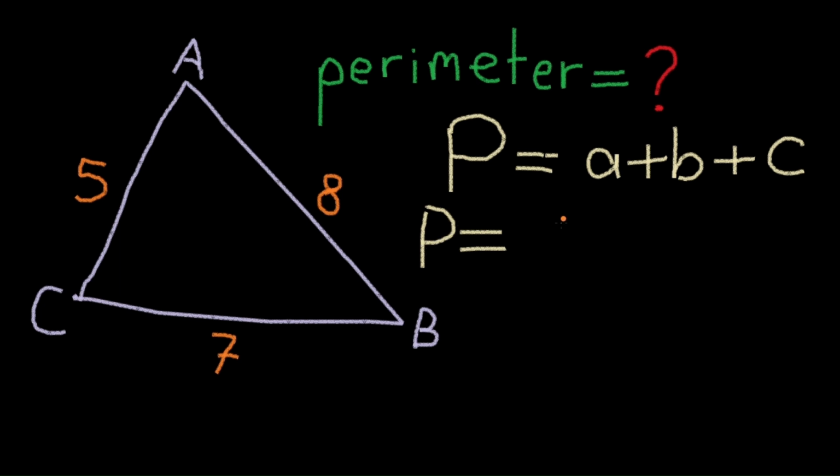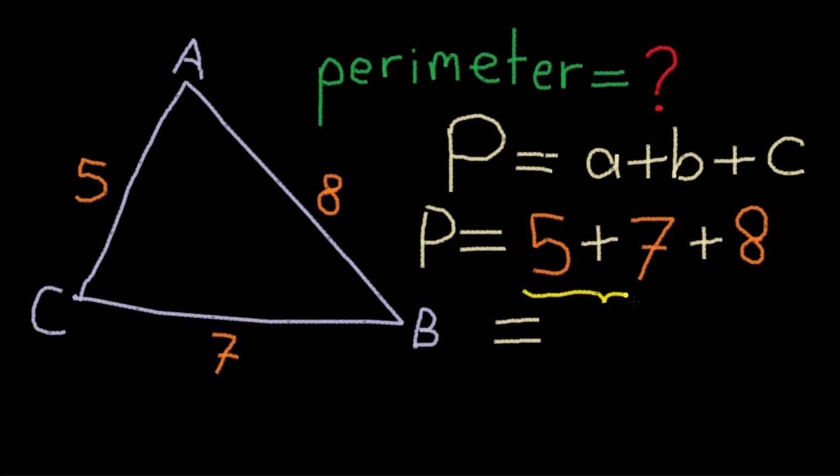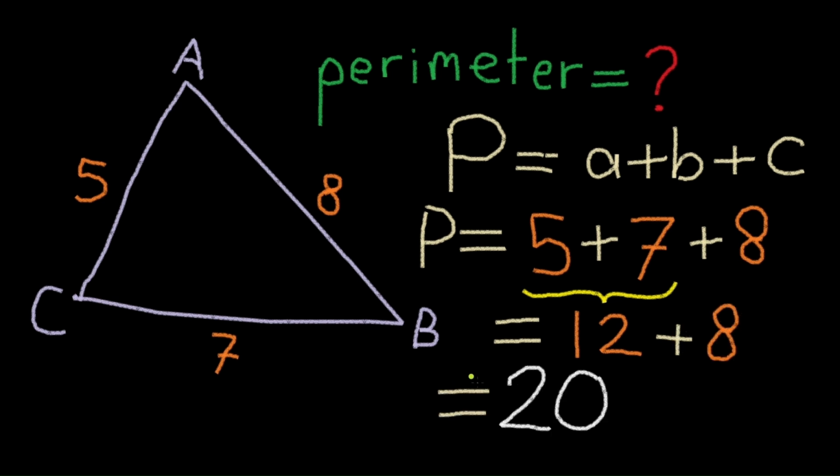Perimeter equals 5 plus 7 plus 8. Now, 5 plus 7 is 12. And when we add 8 to 12, we get 20. That is the answer to this question. The perimeter of the triangle ABC is 20.